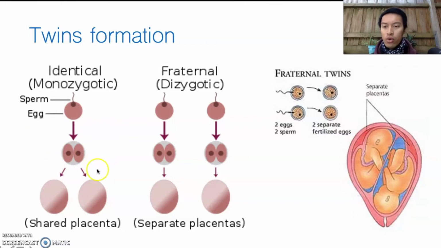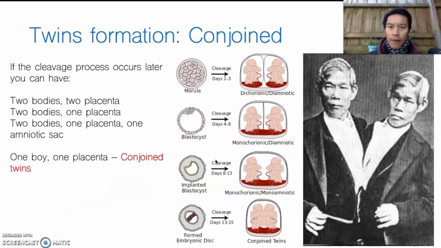Usually, identical twins will share the same placenta, whereas fraternal twins will have two separate placentas, because you've now got two placentas being formed from two different individuals, okay? And that's what it kind of looks like there.